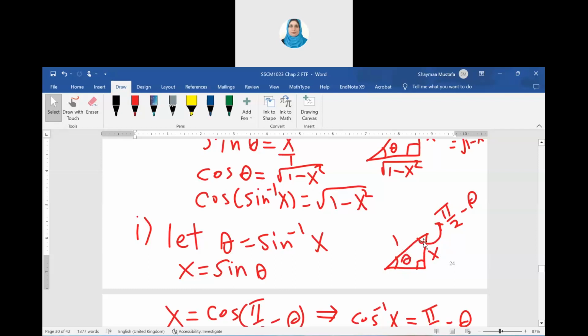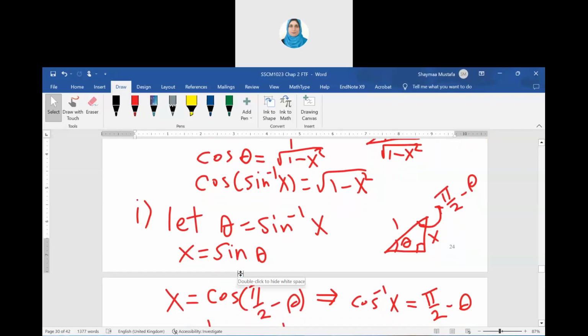Now I need to calculate the cosine of the next angle, not for theta. This angle is equal to pi over 2 minus theta, because this angle alone is pi over 2, so the summation of the other two angles should be pi over 2. If theta equals 30 degrees, this one will be 60 degrees. If this one is 20 degrees, this one is 70. If this one is 45 degrees, this one is 45 degrees.